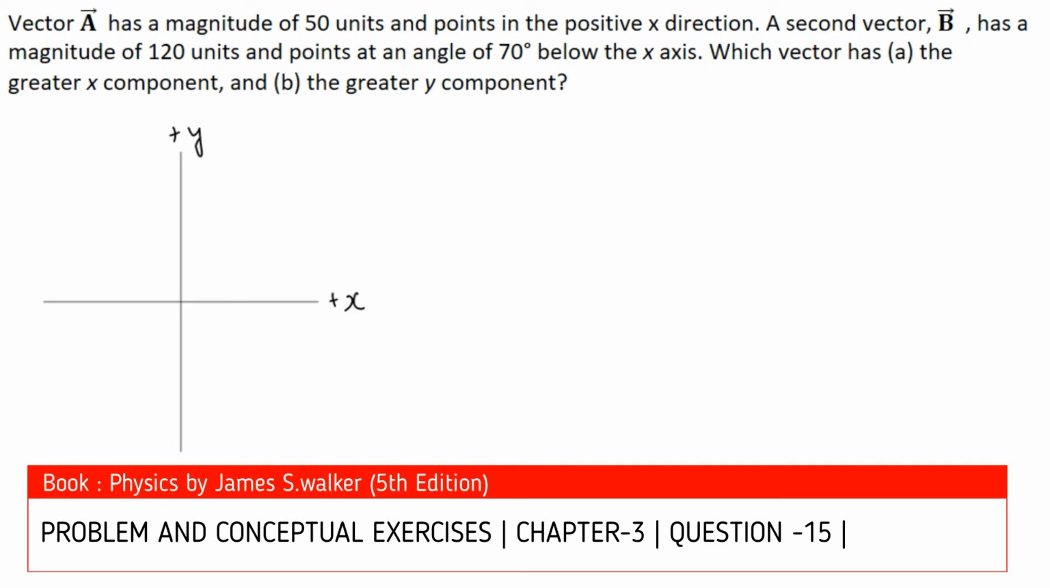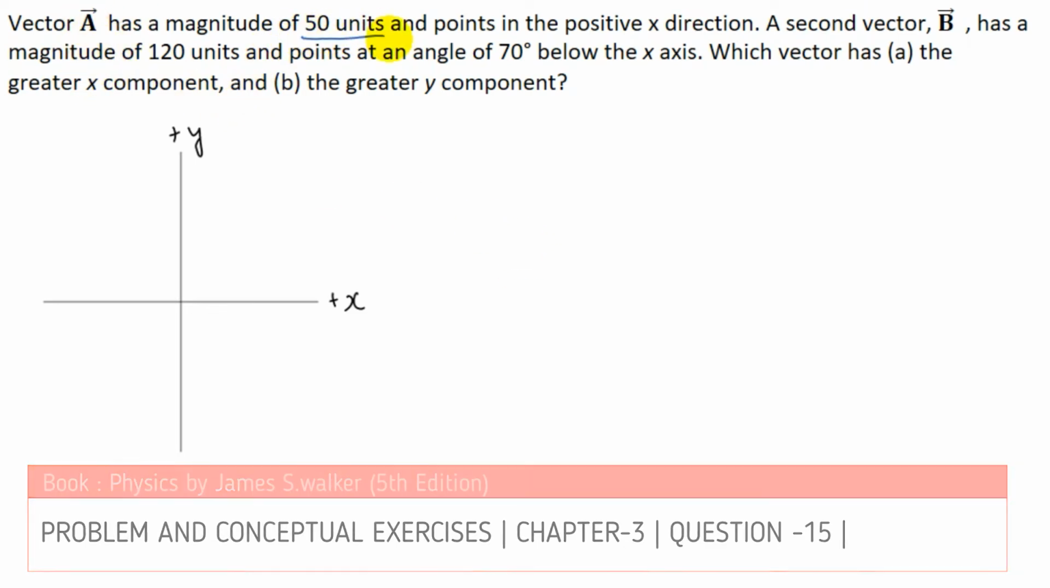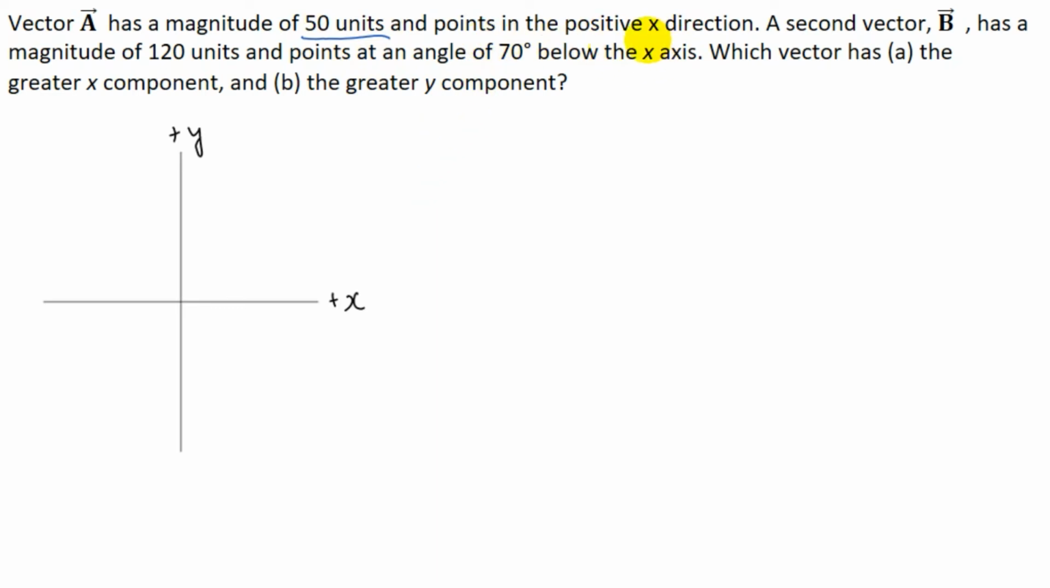So in this question we are given that there is a vector A having magnitude 50 units and it points along the positive x direction. So let me represent this vector on the figure. So it points along the positive x direction, so this would be our vector A and its magnitude we are given to be 50 units. So magnitude of A is 50 units.